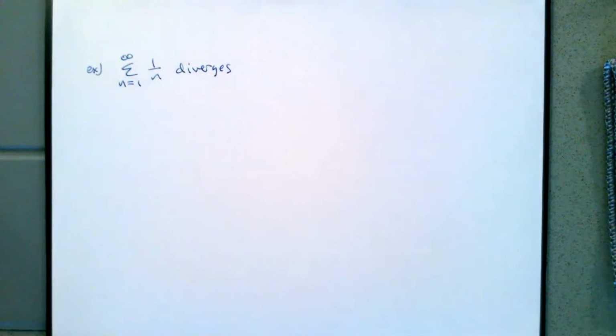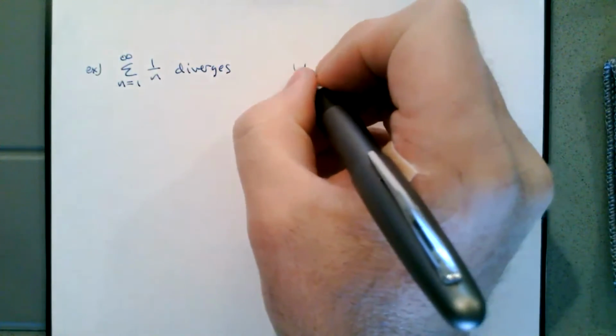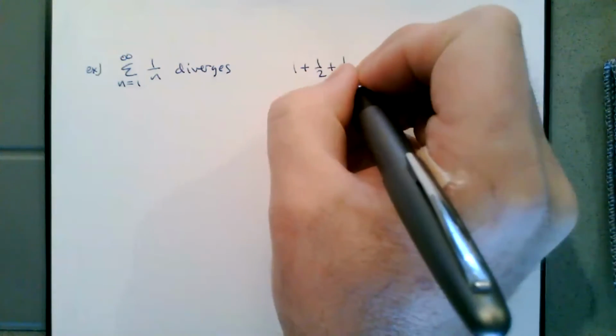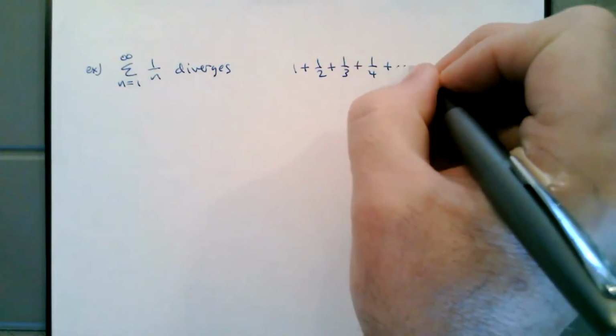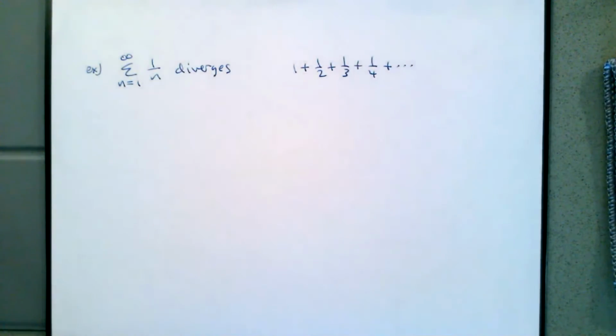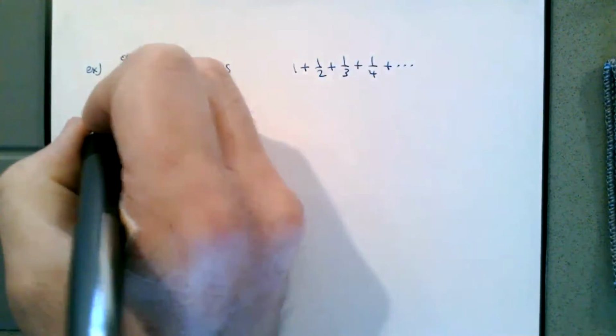This is an important series. This is called the harmonic series. The series 1 over n diverges. So this would be the series 1 plus a half plus a third plus a fourth forever. This is called the harmonic series.